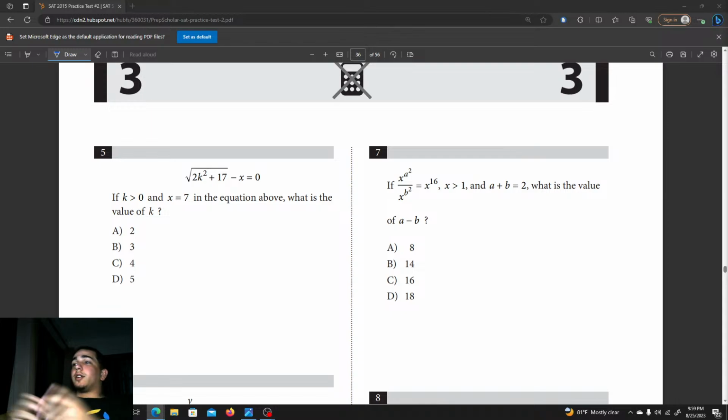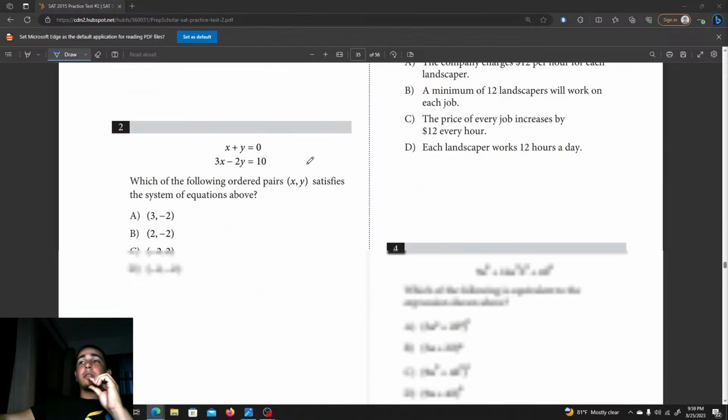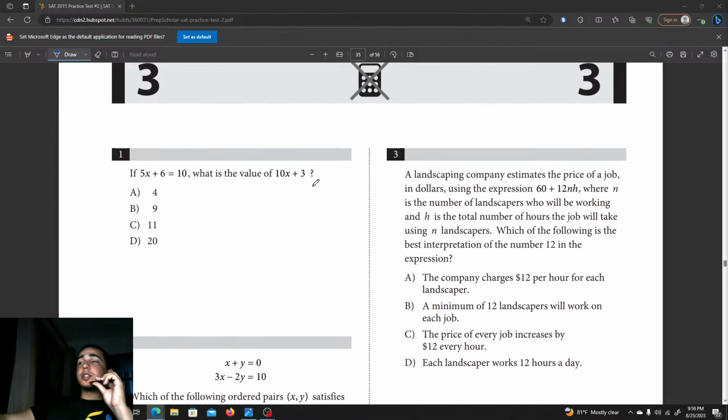Welcome everybody who's here. If you have any questions about the upcoming SAT, include them in the description or in the chat and I'll do everything that I can to answer your questions. So I guess we'll just start going through some of these math problems, and if you have any questions then make sure to include them.